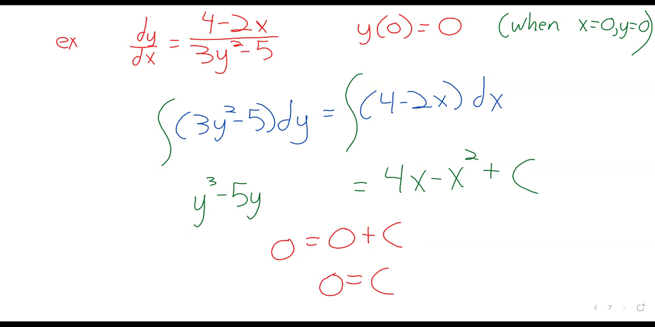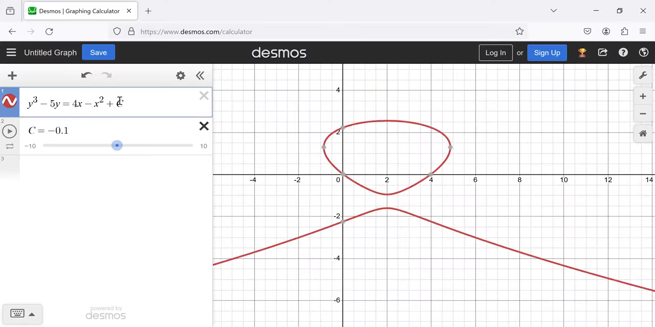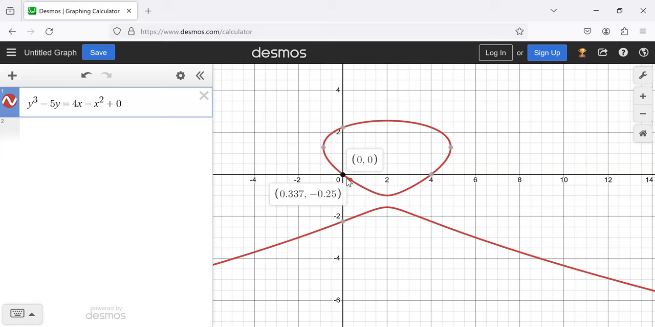So going back to Desmos, get rid of that slider. We know what c is. We know that c is 0. So this graph is in two pieces, at least the way Desmos is displaying it. But when x is 0, we're up here. And now let's think of x as time, and let's ask ourselves what happens as time passes.